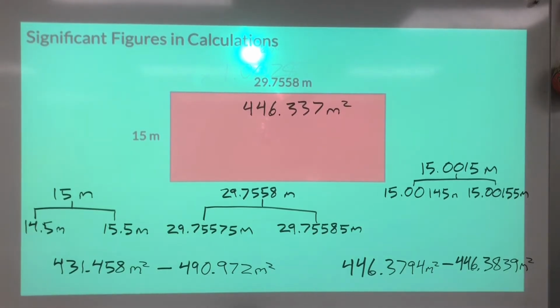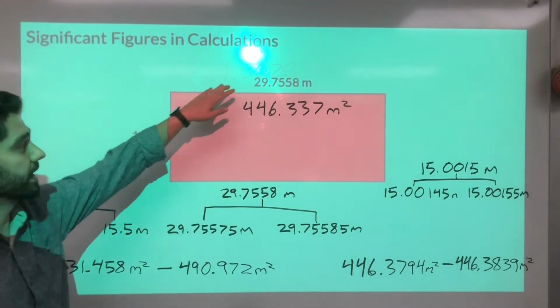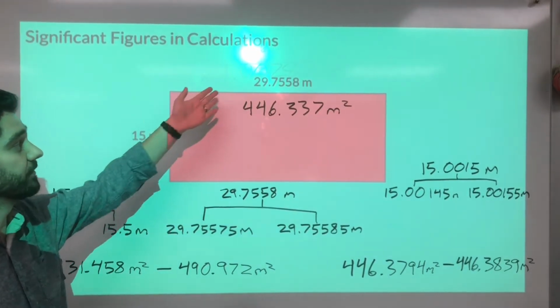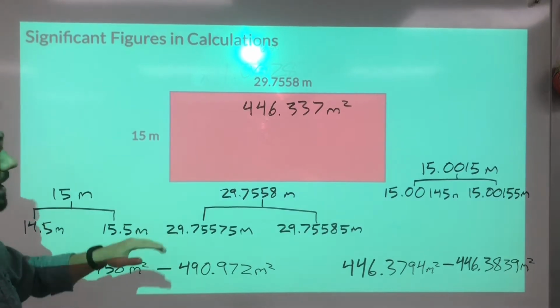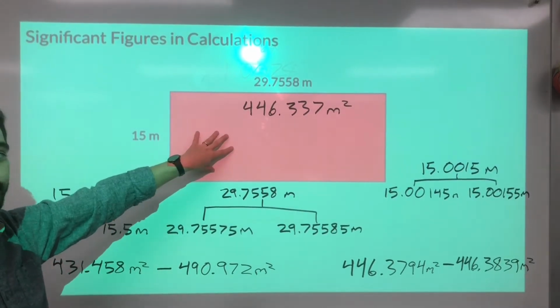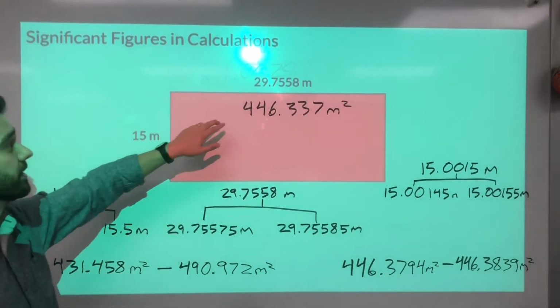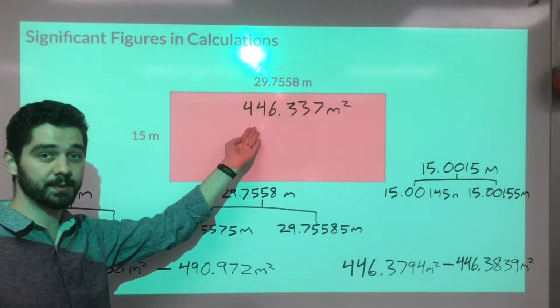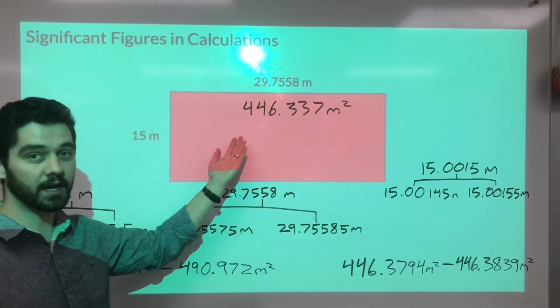So naturally, when we do significant figures and we do a calculation, we have to round our result to the appropriate number of sig figs based on our measurements. So in this example, if I want to calculate the area of this box, I would take 15 meters times 29.7558 meters, and my calculator gives me this, which is obviously too many sig figs.